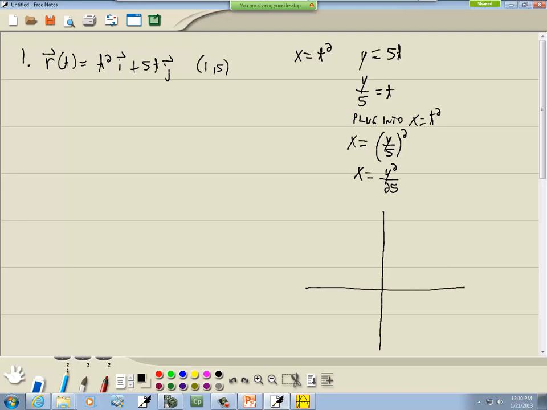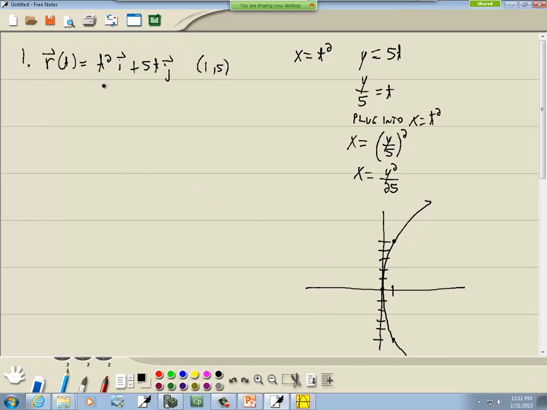Now if I were to sketch this, we have a point at (0, 0). At y equal to 5, x is going to equal 1. And at y equal to negative 5, you'll have x equal to 1. So our graph is going to look like this down here.